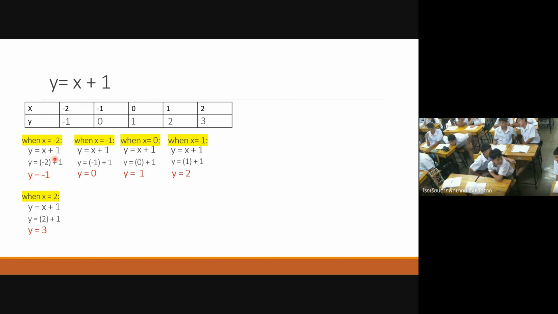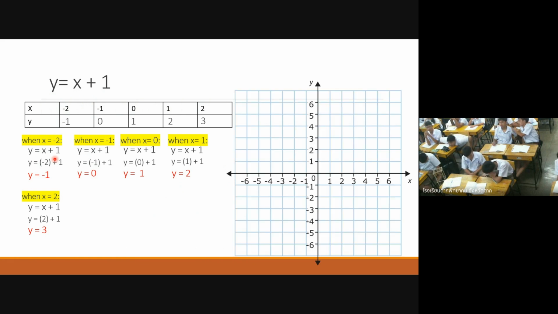And then, once you finish the table of values, you make the coordinate plane. Okay? And once you have the coordinate plane, identify the ordered pairs and then plot. What are the ordered pairs? X comma Y. Negative 2, comma, negative 1. And then you're going to plot it, okay?